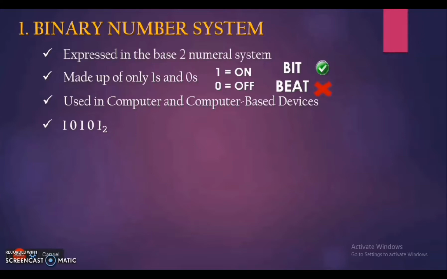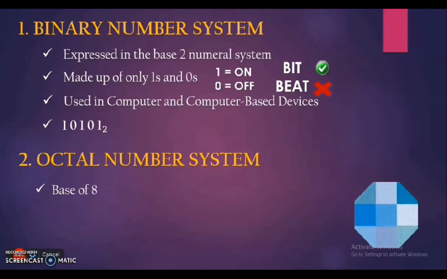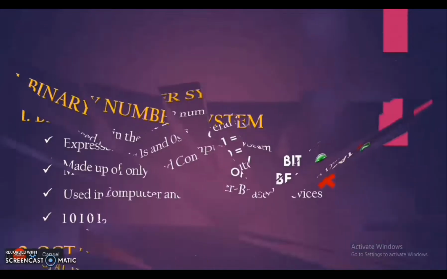Next is the octal number system. Octal number system has a base of 8. Why 8, right? Because its root word octal means it has a base of 8. It consists of 8 digits from 0 to 7. An example for that is 752 base 8. Second is the decimal number system.